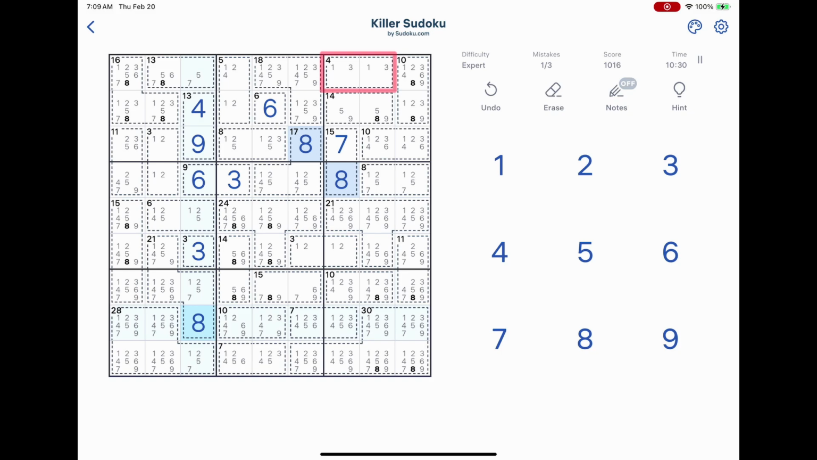Doubles are very important because they allow you to eliminate candidates in the double's block, row, and column. Eliminate the 1s and 3s in block 3 and row 1.